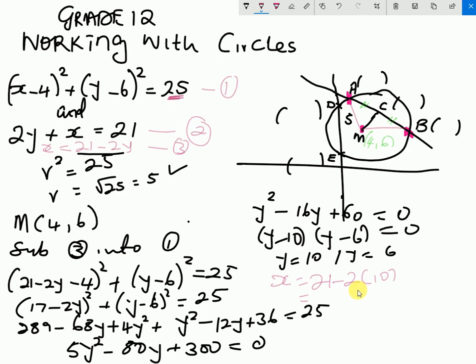21 minus 2 into 10 gives 20 here, 21 or 1. Or x is equal to 21 minus 2 into 6. How much is that? 21 minus 12 is 9.